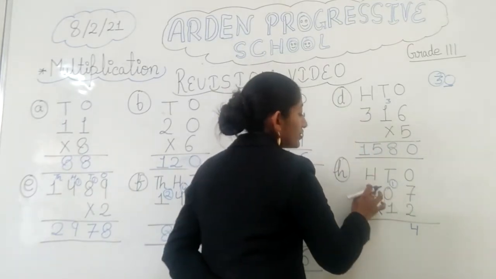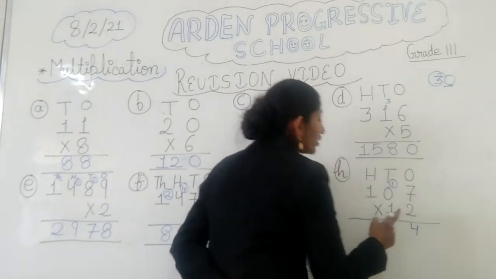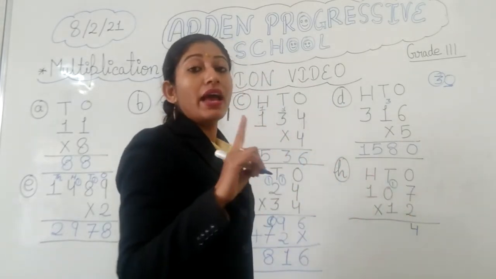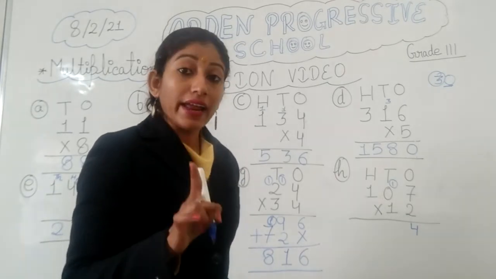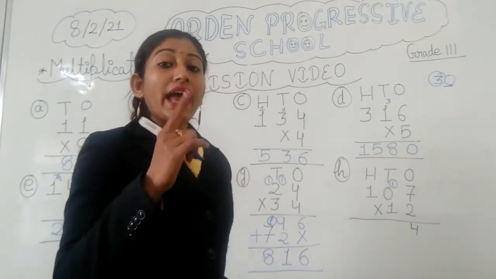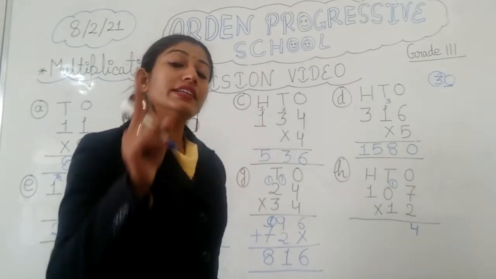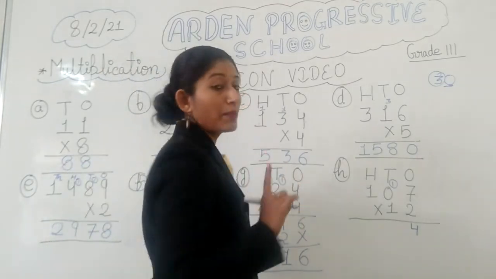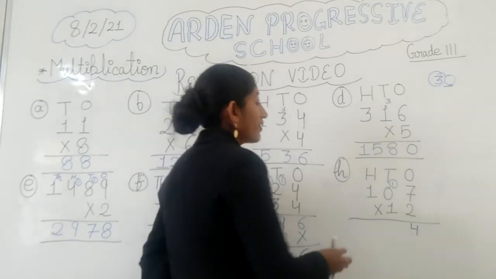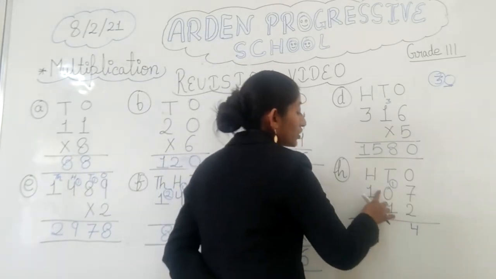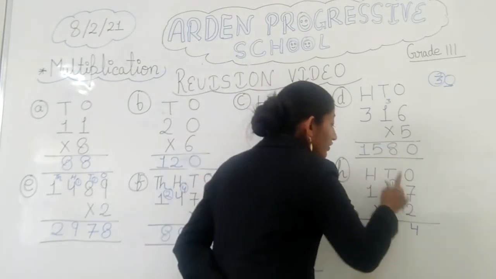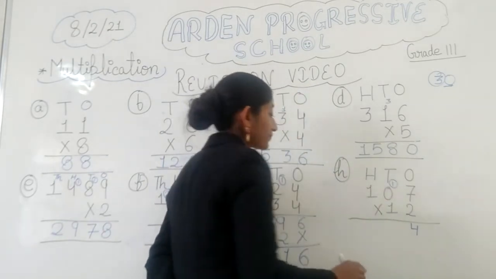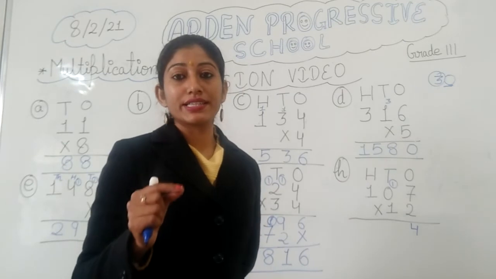2 into 0 is 0. Then 1 will come because we know when we multiply any number by 0, we get 0 in the answer. And when we add any number with 0, then we get the same number. So both the things are applied here. See how? When we are multiplying 2 into 0 we are getting 0. And when we are adding 0 with 1, then we are getting 1. Try to understand what I said.